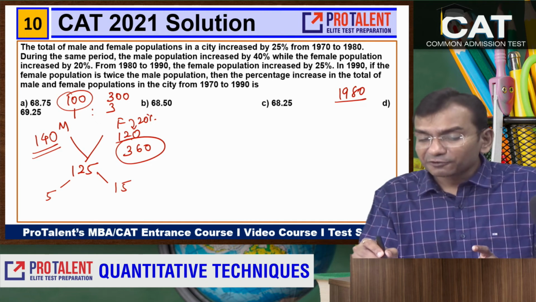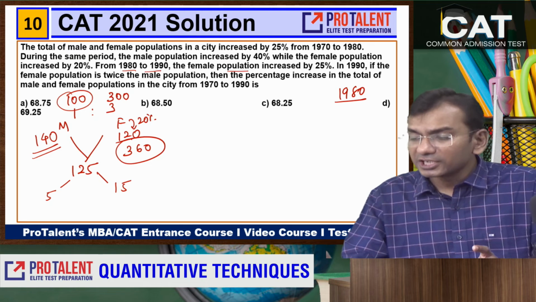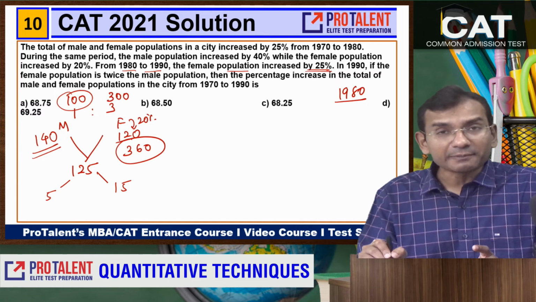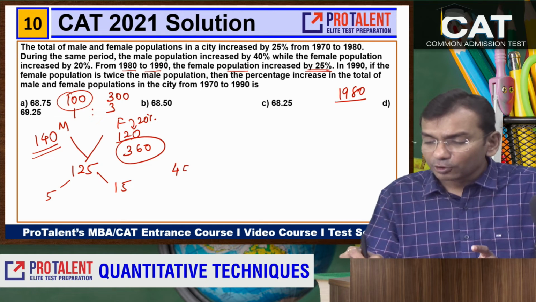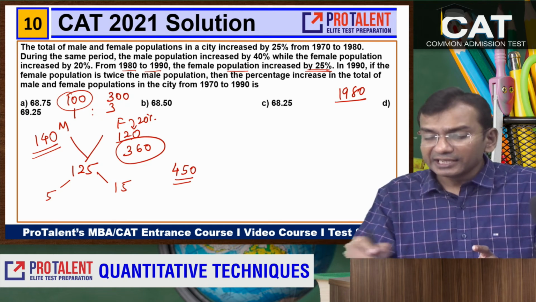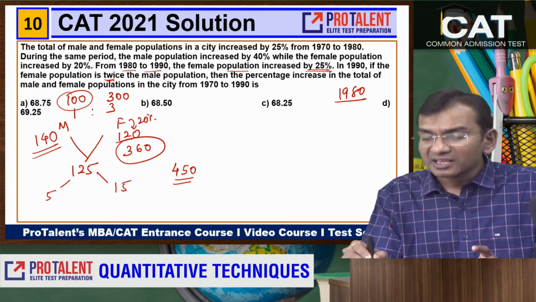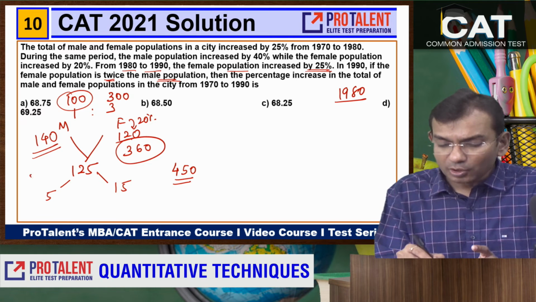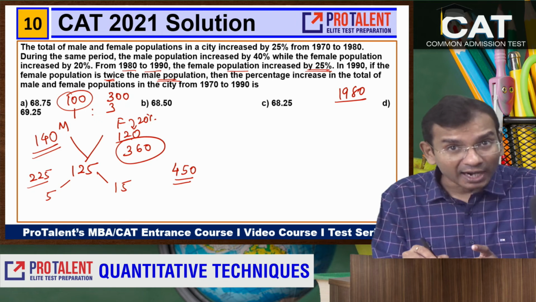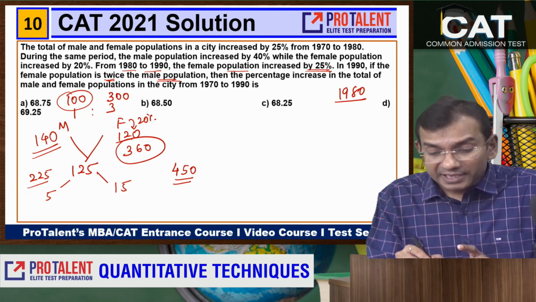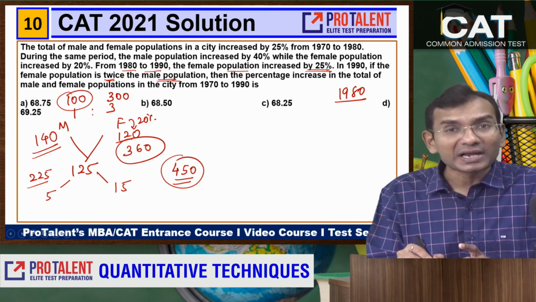Okay, now from 80 to 90, female population increased by 25%. 25% of 360 is 90. 90 add करेंगे, so that will make it to 450. Okay, in 1990, if the female population is twice the male population कितना होगा? 225. Yes or no? 450 का आधा, ताकि you can say ये female population is twice of male.